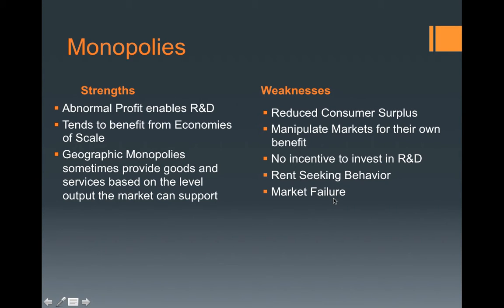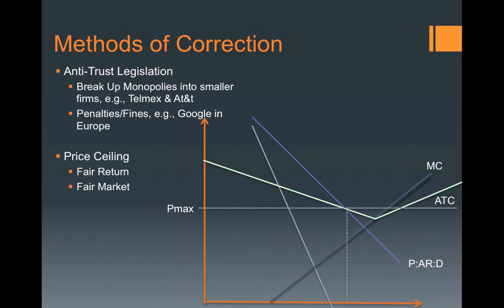Finally, a monopoly is a market failure. We are not at the allocatively efficient price or quantity. We're at a much higher price and a much lower quantity. All right, so let's talk a little bit about how we could correct this. One way we could correct this is what's called antitrust legislation. Antitrust legislation is a term that came out about 115 years ago.